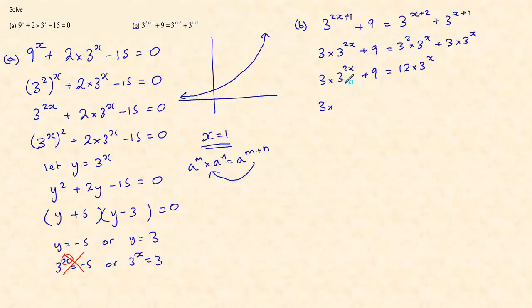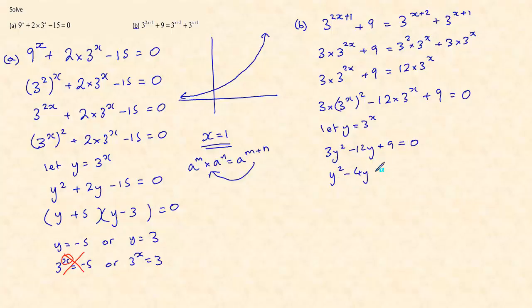So this is 3 lots of 3 to the x squared, take away 12 lots of 3 to the x, add 9, is equal to 0. And then let y be equal to 3 to the x, and that gives us 3y squared minus 12y, add 9 equals 0. We can divide right through by 3, y squared minus 4y, add 3 is equal to 0. And we can factorize that.